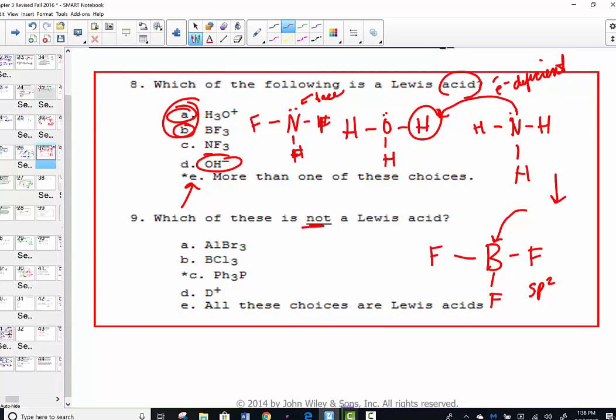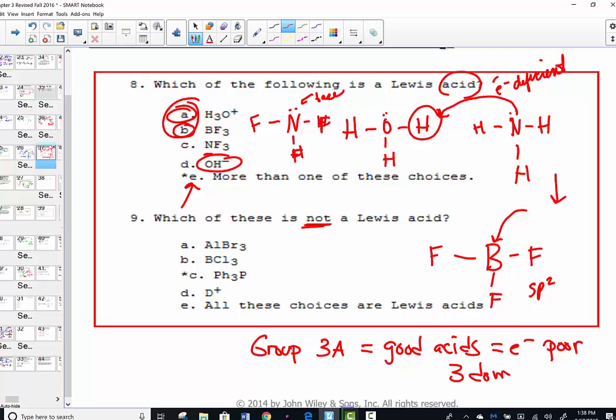Which one is not a Lewis acid? All right, so this is kind of processing. Lewis acids, electron deficient. I know that group 3A make good acids because they're electron poor. They have only 3 domains, making them electron poor. So I know this aluminum bromide is an acid. I know it's a very good acid. That's supposed to be a C. Boron trichloride is also an acid. It's electron deficient.